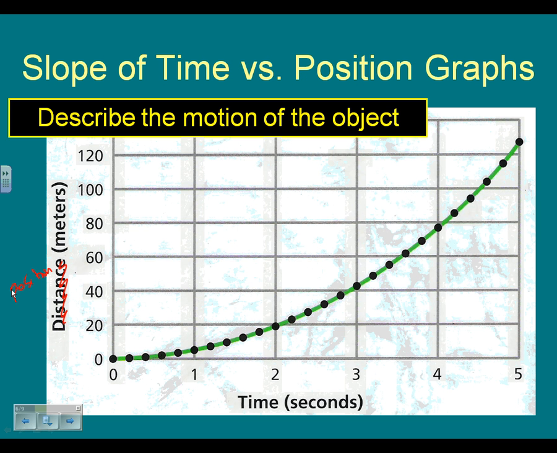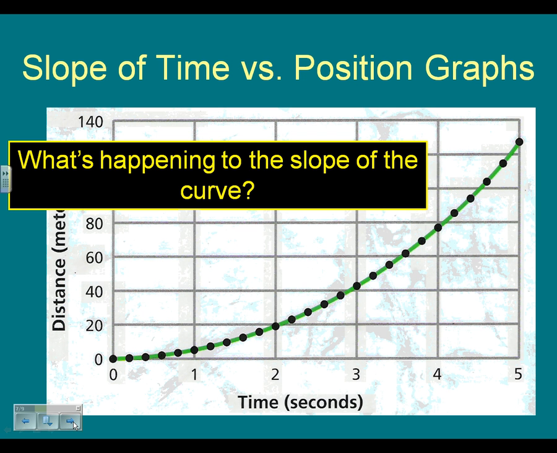If we look at the motion of this object, hopefully you would see that this object is going farther in a certain amount of time, but it's not going the same distance or the same displacement within an equal time interval. If it was, it would look like a straight line, but it's not a straight line. If we take what we just learned about slope and look at what's happening to the slope of this curve, the slope of this curve is increasing. More specifically, the slope of the line tangent to that curve. I think we're all familiar with that term.